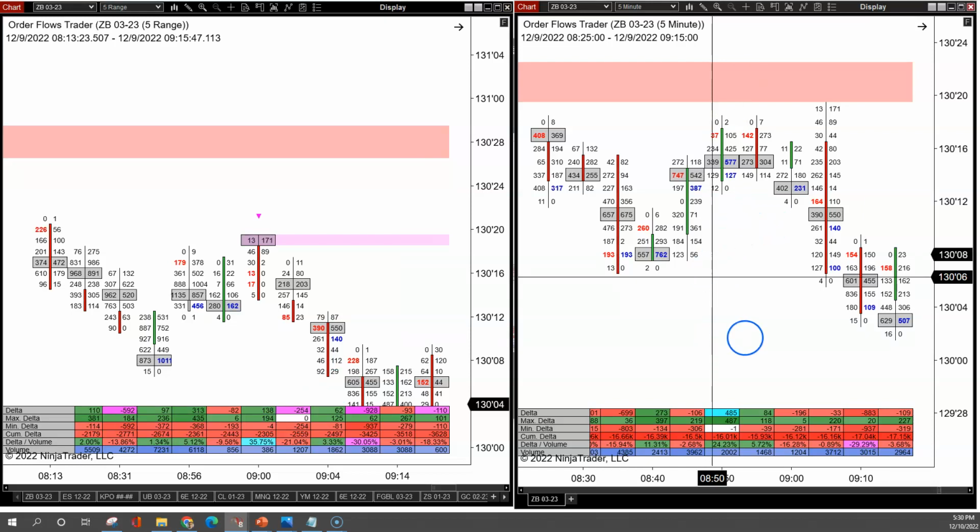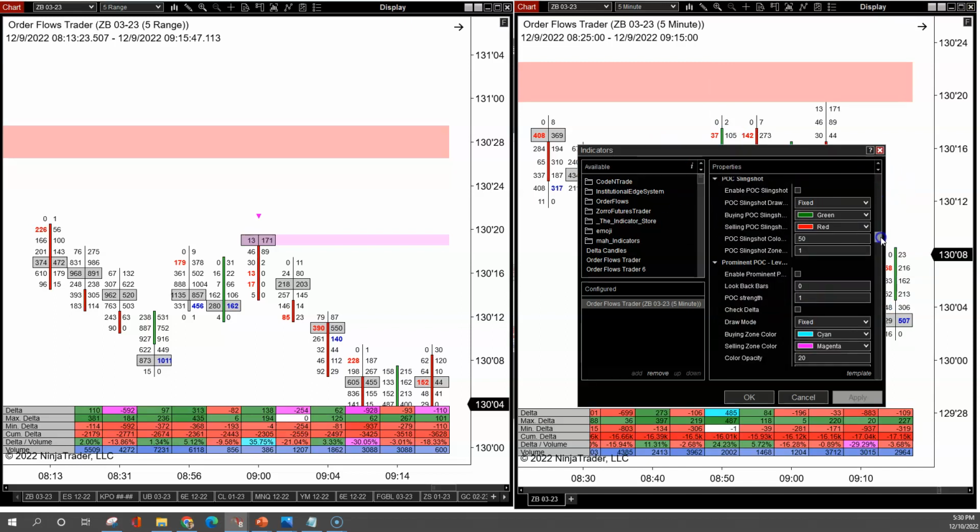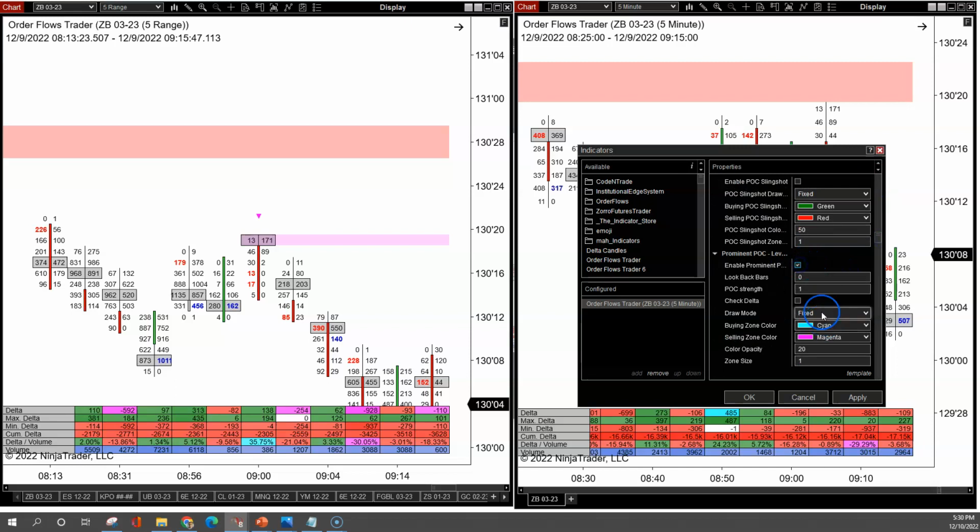I'll turn it on here on the 5 minute chart. Prominent point of control. There we go, until tested.